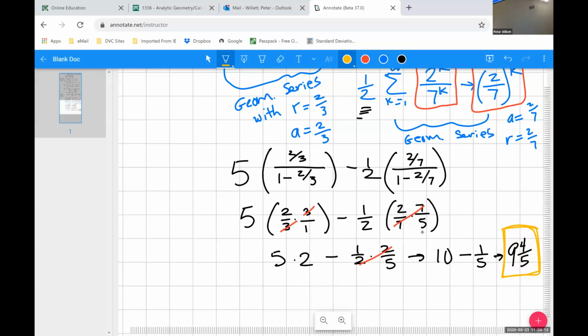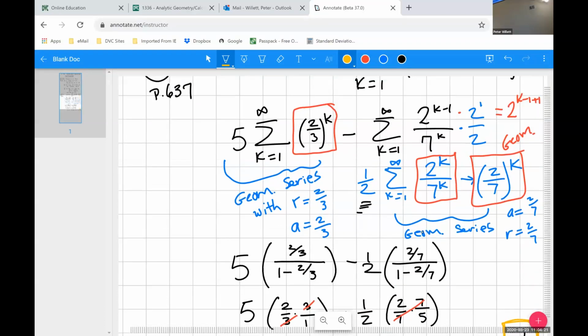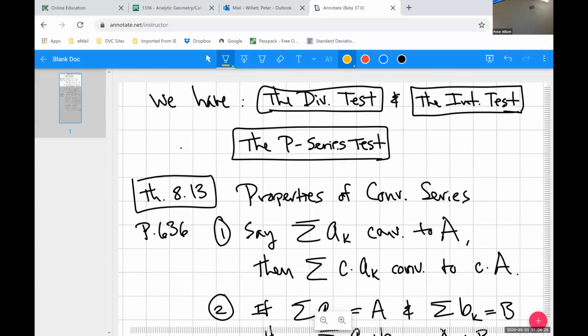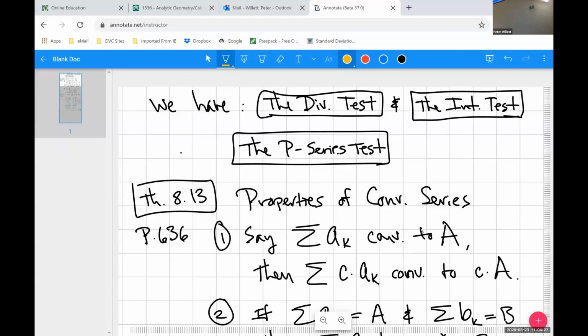Okay, so this is where 8.4 finishes. So any questions at all about any of the tests that we talked about? We introduced these 3 tests up here. We looked at examples of each: the divergence test, the integral test, and the p-series test. And then we added on at the end a theorem that helped us see some properties of convergent series. And that finishes 8.4.